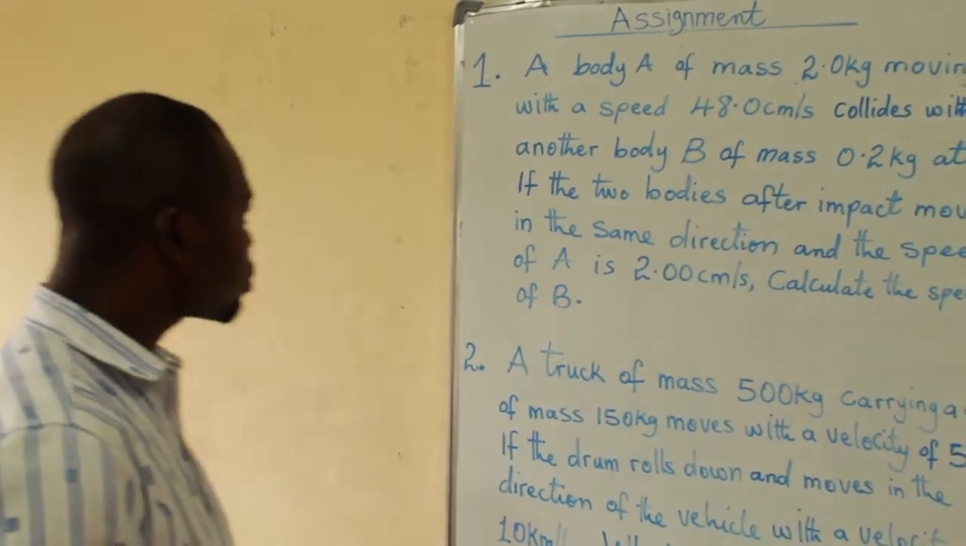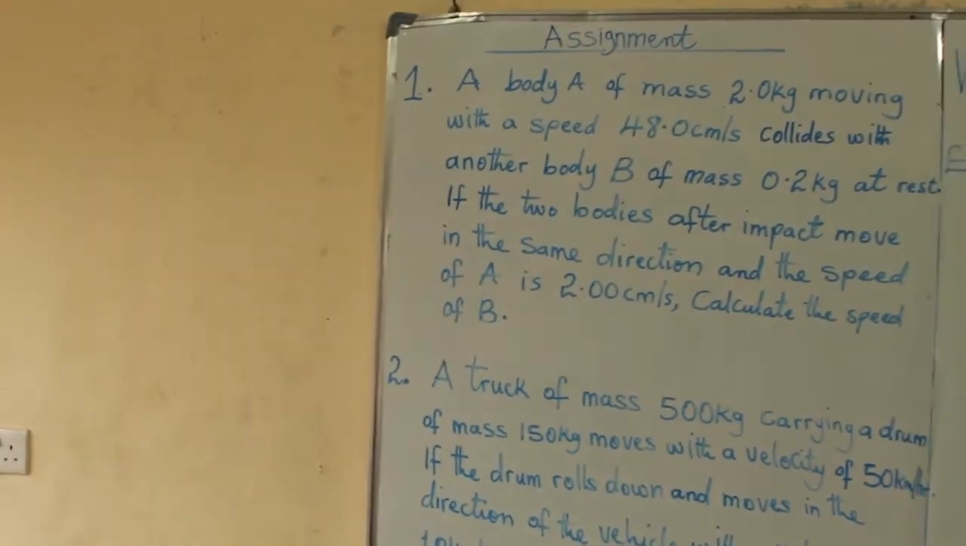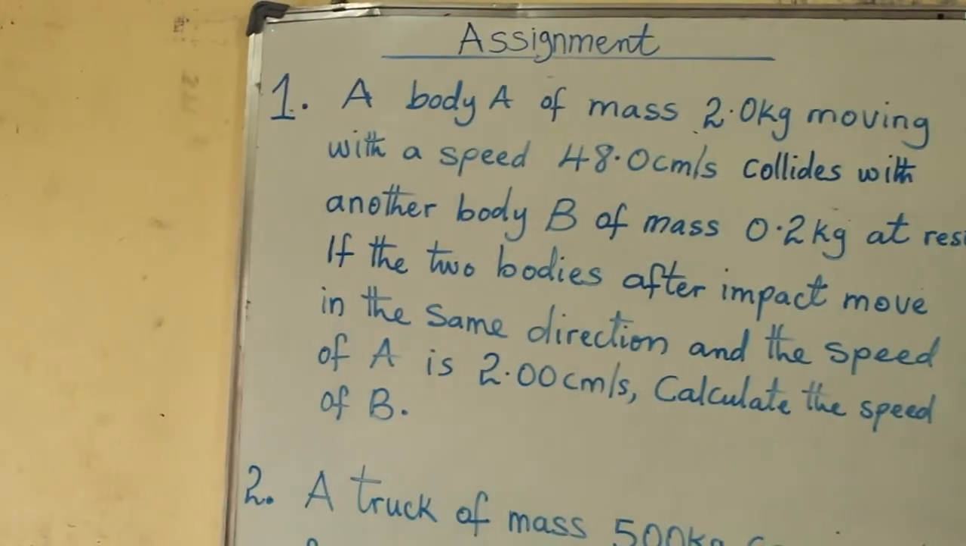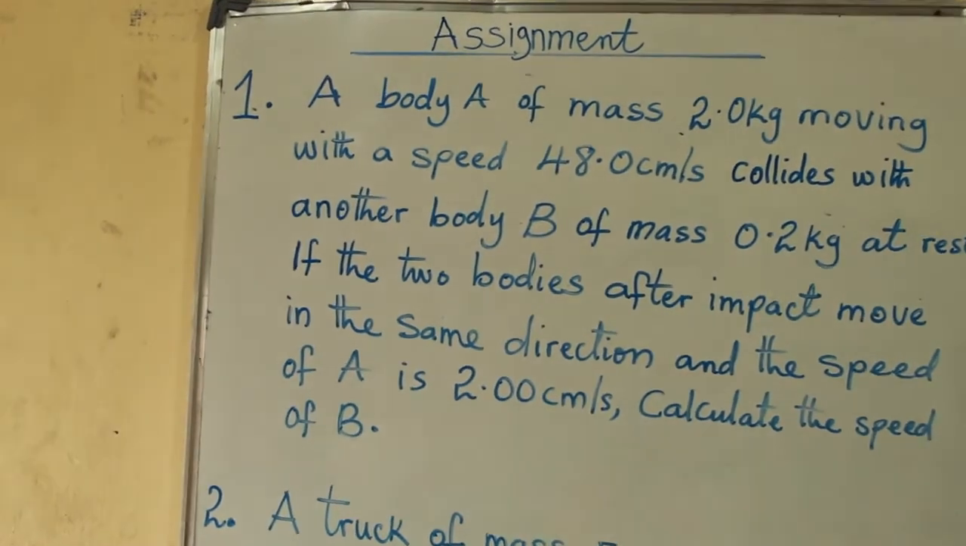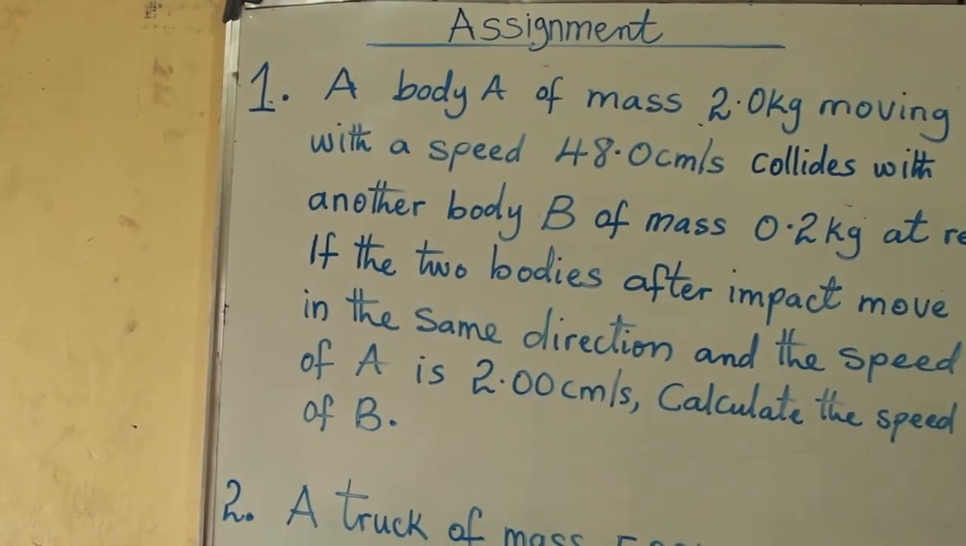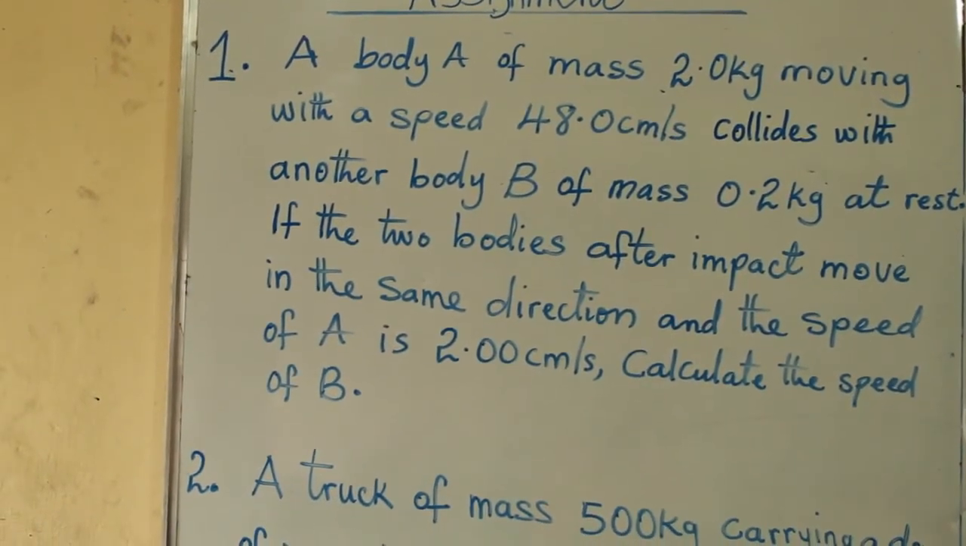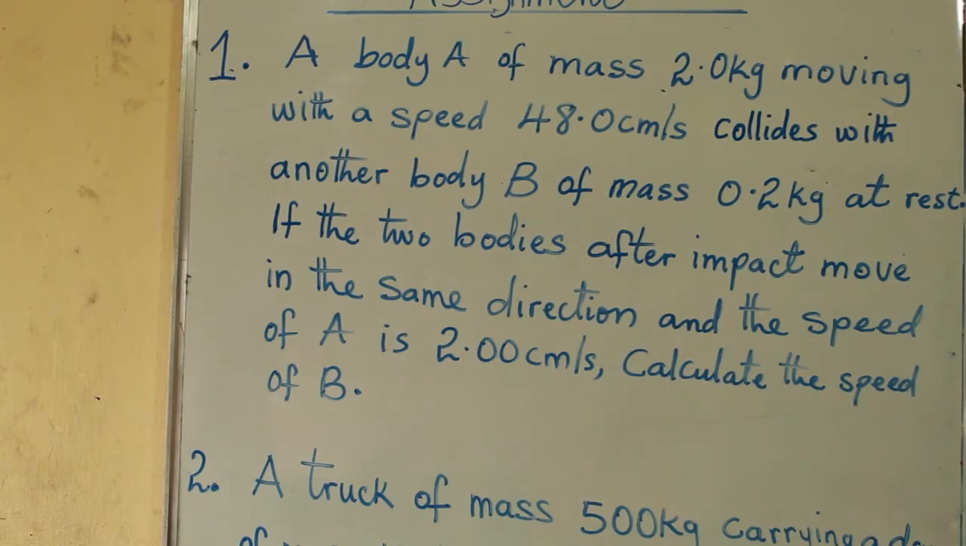Alright, number 1. A body A of mass 2.0 kilograms moving with a speed 48.0 centimeters per second collides with another body B of mass 0.2 kilograms at rest. If the two bodies after impact move in the same direction and the speed of A is 2.00 centimeters per second, calculate the speed of B.